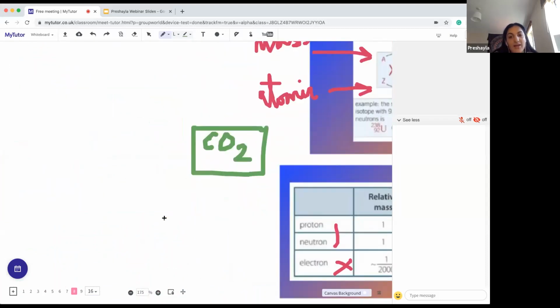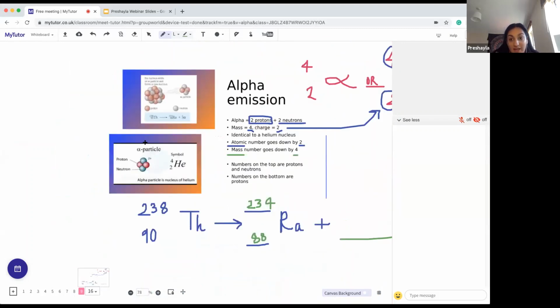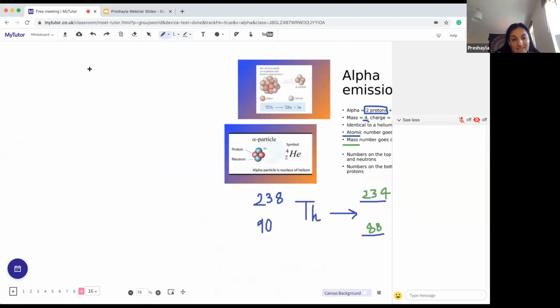What does the word alpha mean? So alpha is simply a Greek letter. It's the first Greek letter in the Greek alphabet, and it looks like this. That's all alpha means.